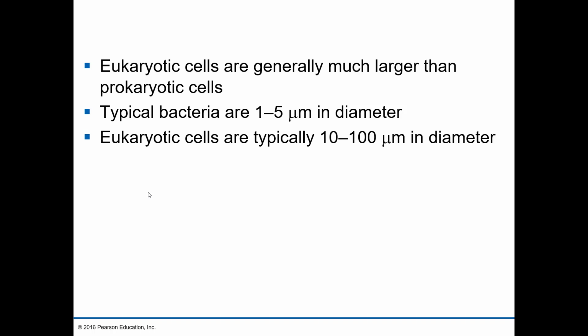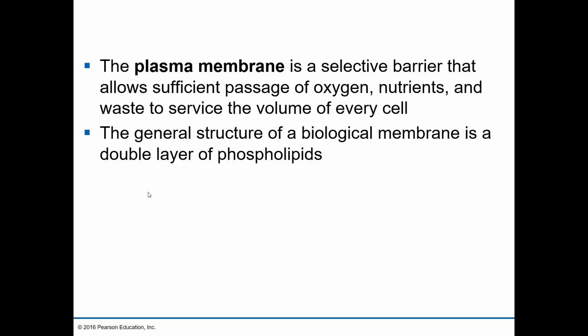Eukaryotic cells are usually bigger than prokaryotic cells, by as many as 20 times. Prokaryotic cells can be 1 to 5 micrometers, but eukaryotic cells are 10 to 100. The exact number doesn't matter. I would just understand that eukaryotic cells are bigger than prokaryotic cells.